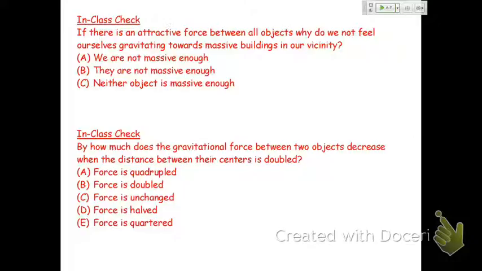If there is an attractive force between all objects, why do we not feel ourselves gravitating towards massive buildings in our vicinity? Well, is it because there's not enough mass? They are not massive enough, or we are not massive enough, or neither object is massive enough. It's neither object. There is attraction, but you don't feel it because the building's not that big and we're not that big. We feel it with regard to the Earth because the Earth is that big. But if we were big, wouldn't they be gravitated towards us? Yes, that's right, both ways. For every force, there's an action and reaction force. So me pulling on you is like you pulling on me.